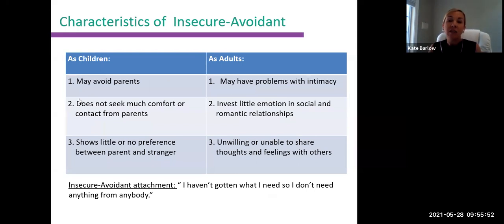The next pattern is insecure-avoidant. So as children, they may avoid their parents, and as adults, they may have problems with intimacy. As children, they do not seek much comfort or contact from their parents, and as adults, they may invest little emotion in social and romantic relationships. As children, they may show little or no preference between a parent and stranger, and as adults, they may be unwilling or unable to share their thoughts and feelings with others. So a statement from a person who has an insecure-avoidant attachment pattern might be, I haven't gotten what I need, so I don't need anything from anyone.